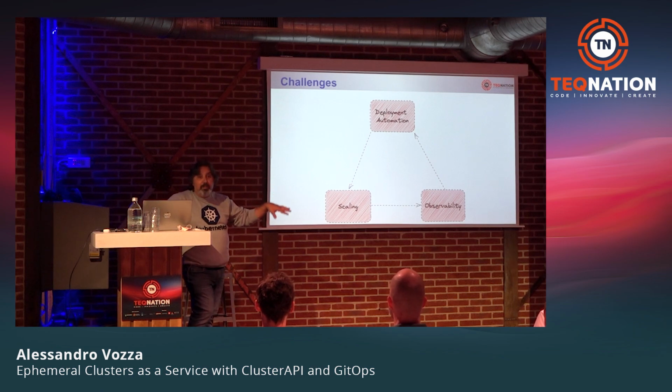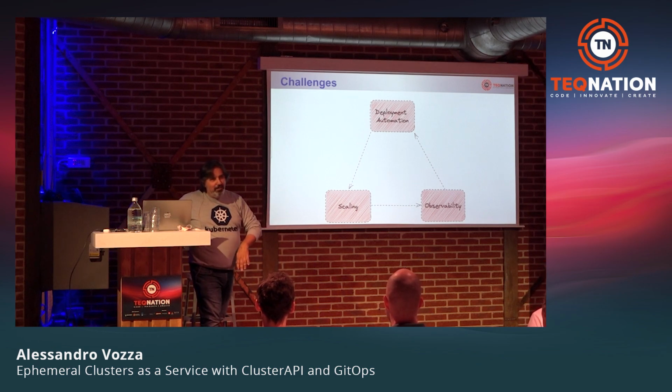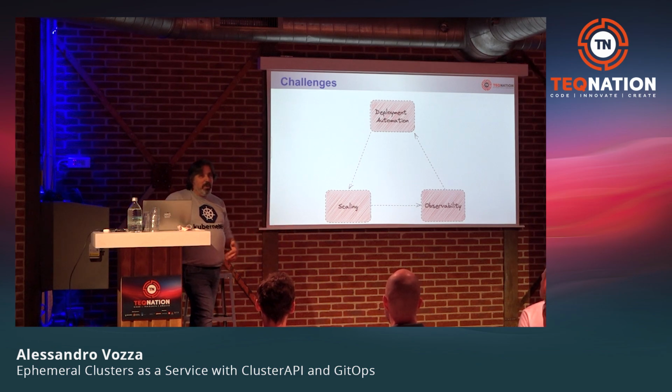So for example, observability of these ephemeral clusters. If a cluster lives only a couple hours, you know, if a tree falls in the forest but nobody can hear it, did it really happen? So how can you capture those signals from an ephemeral cluster before it goes away? And where are they stored?